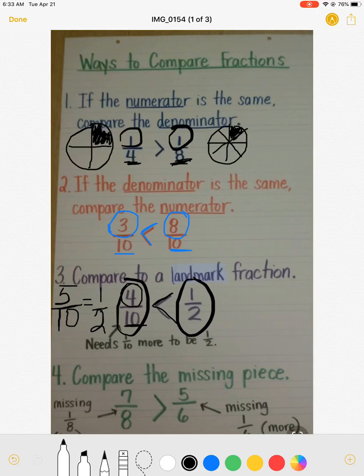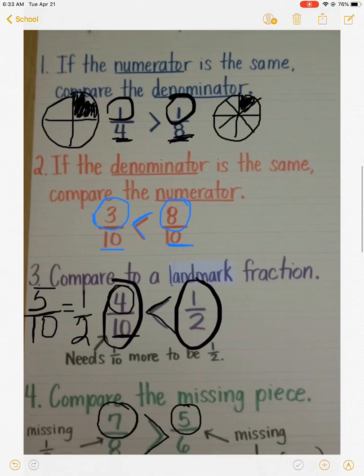Number 4, compare the missing piece. So 7/8 is greater than 5/6. So this is just showing us this is missing one more eighth. It needs one more eighth to make a whole. And this one is missing one more sixth to make a whole. So 7/8 is greater than 5/6.